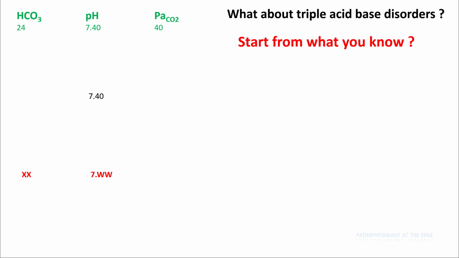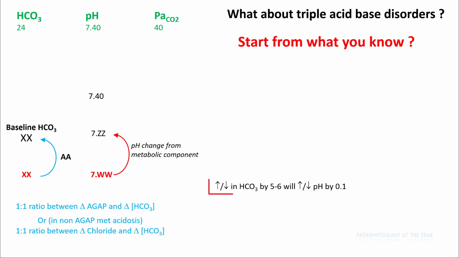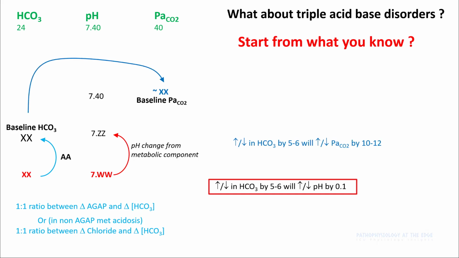What about triple acid-base disorder? Again, start from what you know and use these 4 ratios to try to bring you up to a logical conclusion. First, know that there's a 1-to-1 ratio between delta gap and delta bicarb in anion gap metabolic acidosis. So that should give you a baseline bicarb if you correct for it. And you can see the corresponding change in pH brought about by that metabolic acidosis. And that's change of 5 to 6 of bicarb will change your pH by 0.1.